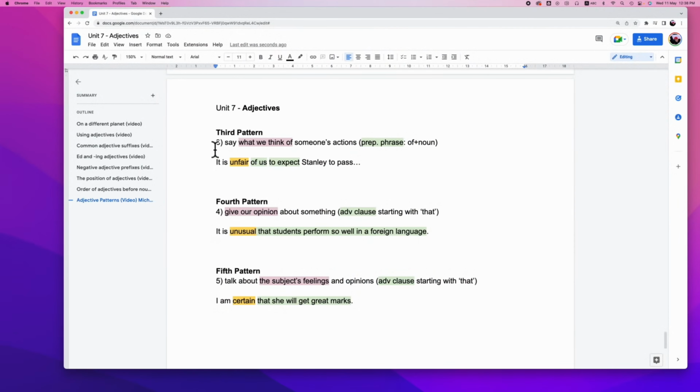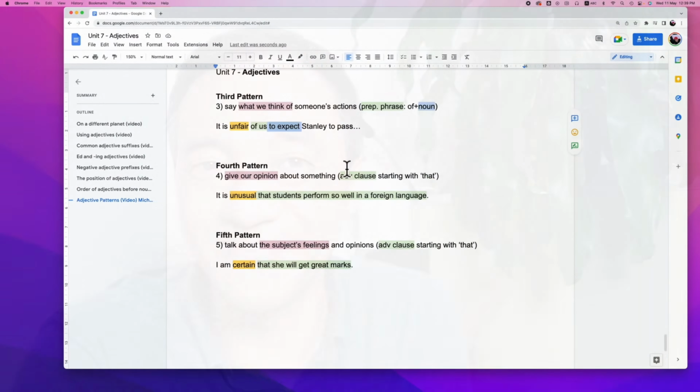And we use pattern 3, the third pattern, to describe our feeling about some actions. Let's take a look. We say what we think of someone's action. Again, we use a prepositional phrase, but this time the preposition is of plus the color blue. So, for example: it is unfair of us. Of us is a prepositional phrase telling you more about unfair. Unfair what? Of us, to expect Stanley to pass.